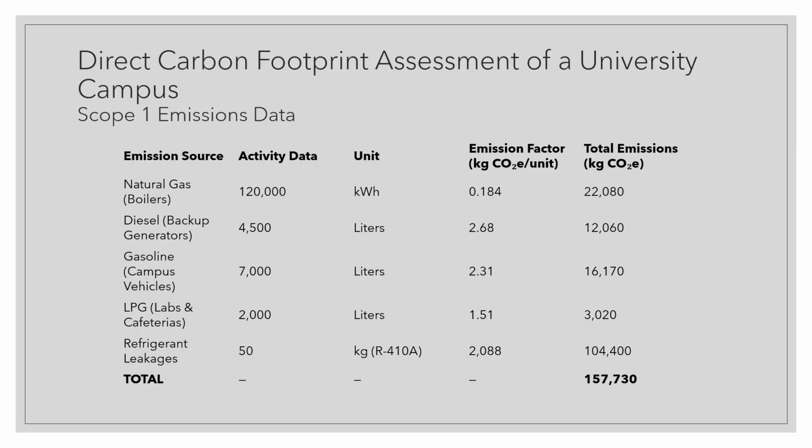So let us take a detailed example, a direct carbon footprint assessment of a university campus. How much is it spending? We have natural gas, diesel generator, gasoline, LPG, and refrigerant leakages. The activity data has been found at so-and-so values, and units are given here. The emission factor we have to take from one of the tools I have given. Now multiply the two terms and you get the value. Finally you get the total value. The university's total assessment is so much kg CO2 equivalent, or 157 tons of CO2 equivalent. It is so simple to calculate, but the most difficult part is to get this activity data.